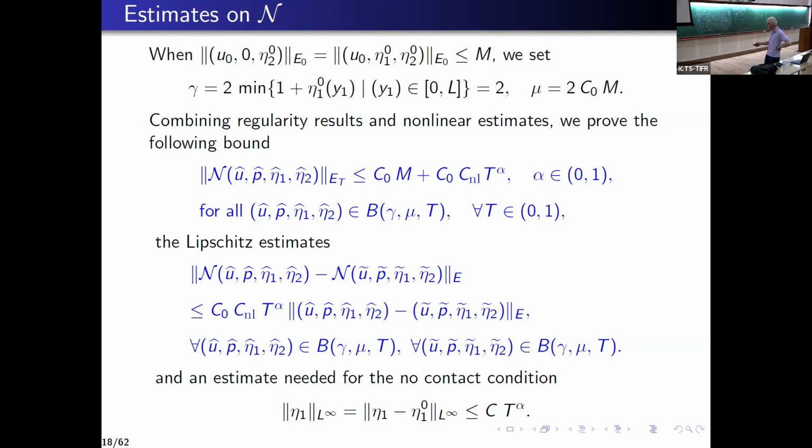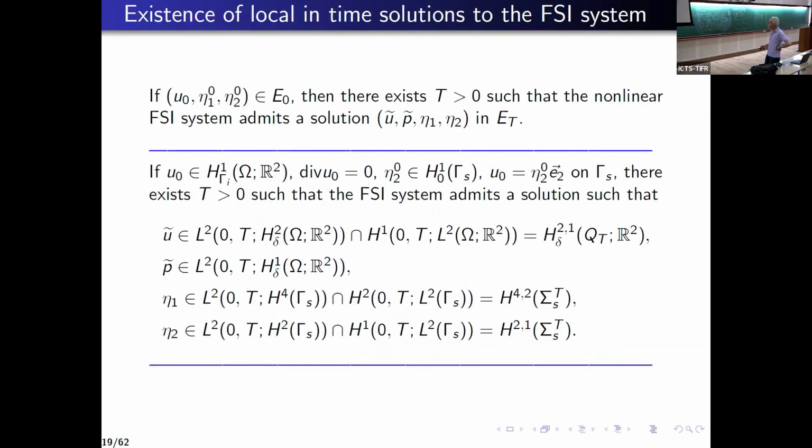So thanks to that, I can obtain this type of local in time existence of solution. So if I take this quantity with eta 1 equal to 0 to simplify, in this space, I know that I have proved that there exists some time t for which the nonlinear system admits the solution in ET.